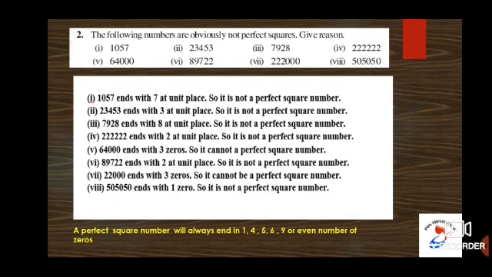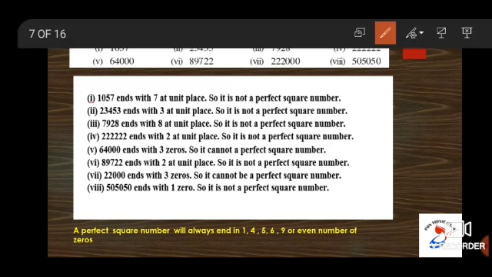The following numbers are obviously not perfect squares. They are asking you to give the reason. So they have mentioned in the question itself that all these 8 subdivisions are not perfect squares. They are asking what is the reason. See children, look at all the numbers. 1057, it ends with 7. 23,453, it ends with 3. 7,928, it ends with 8. And similarly for the fourth sum, it ends with 2.